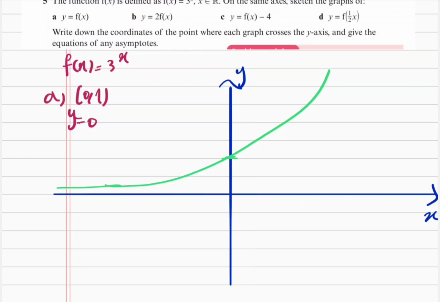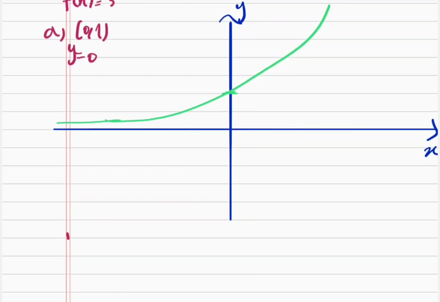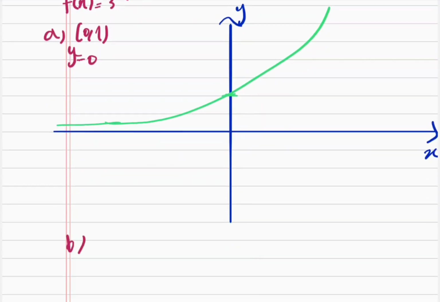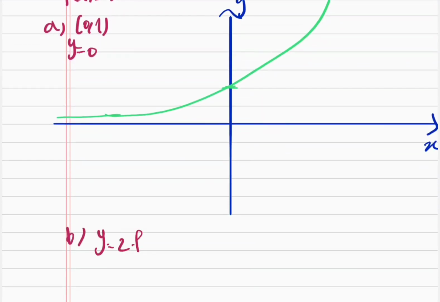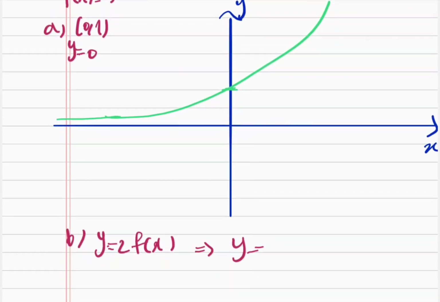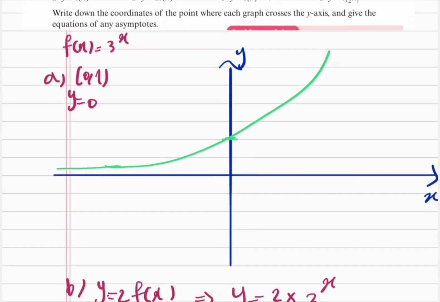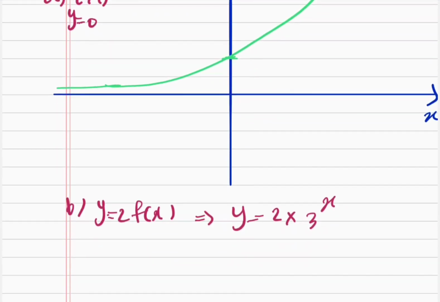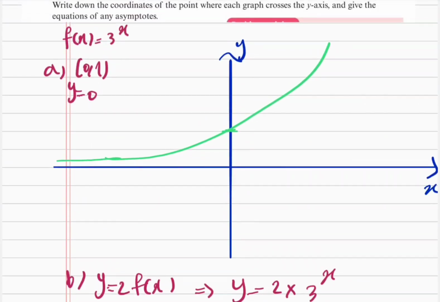Right, so for the next part, which is part B, we have y is equal to 2 f of x, which means that y is equal to 2 times 3 to the power of x. Now in this case, if the value of x is equal to 0, then we'll have 2 times 3 to the power of 0, which is 1, and is equal to 2. So in this case, the y-intercept is equal to 2. So this will be our y-intercept.